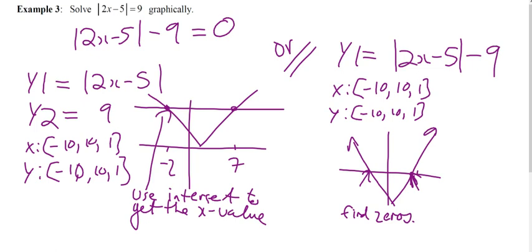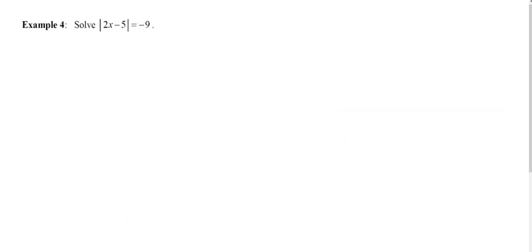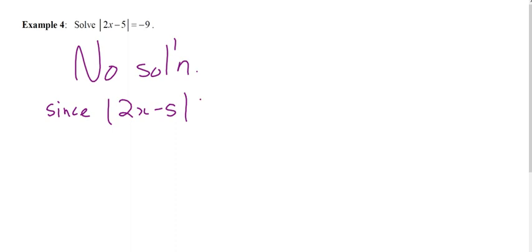Right, so algebraically, plug it in, work the left side and the right side separately. So absolute value 2x minus 5 equals negative 9. All right, what's this going to work out to? Why is there no solution? The absolute value has to be positive, right? So since the absolute value of this is never negative, there is no solution.